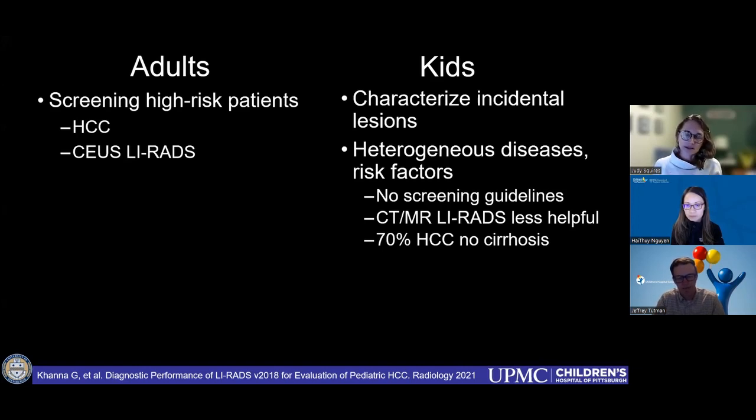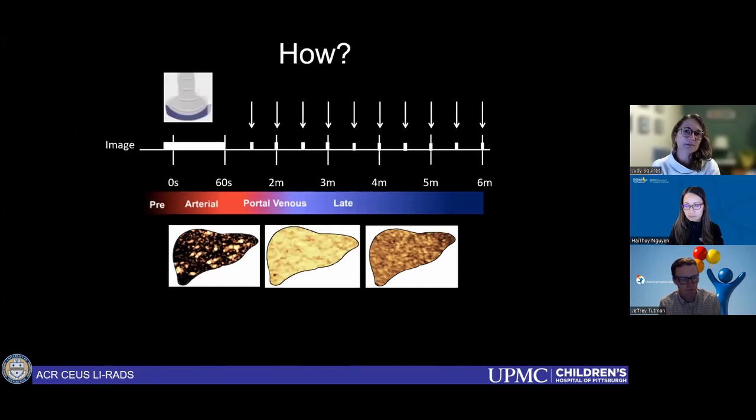We know that the ACR LI-RADS criteria that they use in adults are less helpful in peds. And we also know that most children or teenagers who have hepatocellular carcinoma don't have underlying cirrhosis. So lots of problems. We're dealing with a different patient population than what you'll read about in the adult studies or the adult ACR contrast enhanced ultrasound guidelines. But we still have adopted a lot of what they do in adults, because what we're trying to characterize is kind of similar.